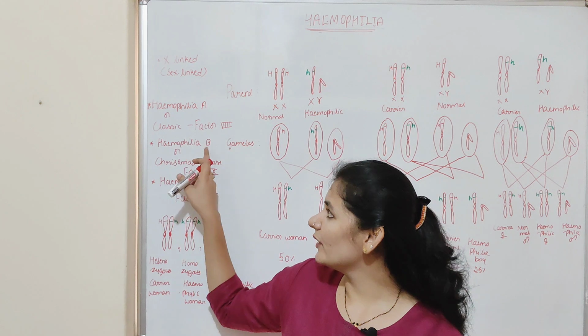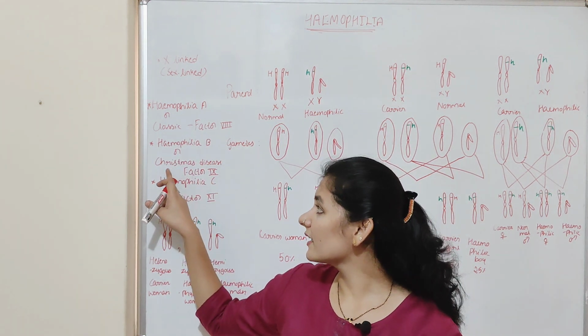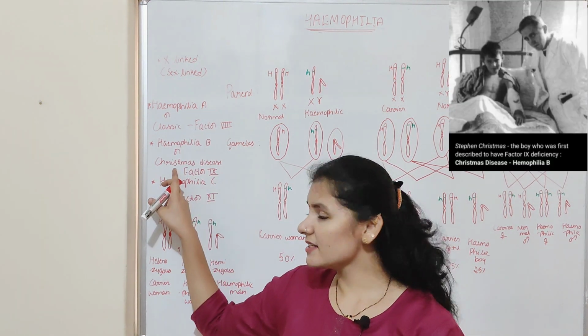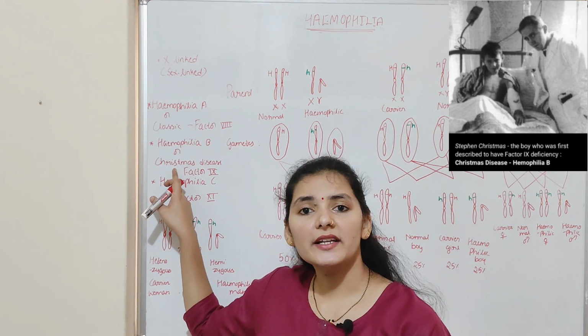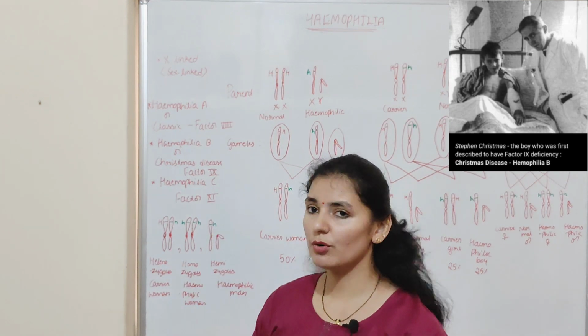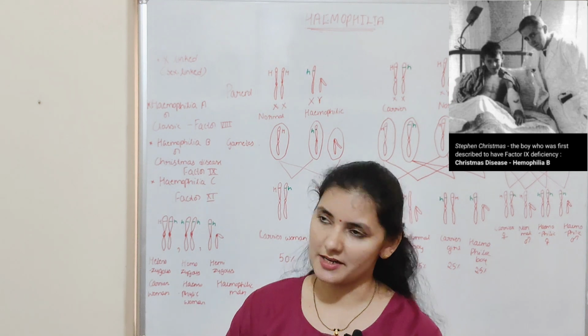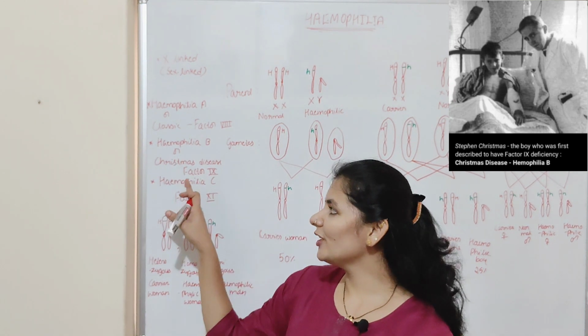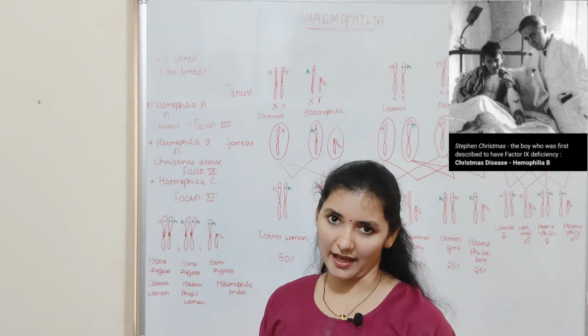Second type is Haemophilia B, which is also called Christmas disease. Christmas is the surname of the boy who was studied and first detected with this type of hemophilia. In this individual, the protein called factor IX is lacking.